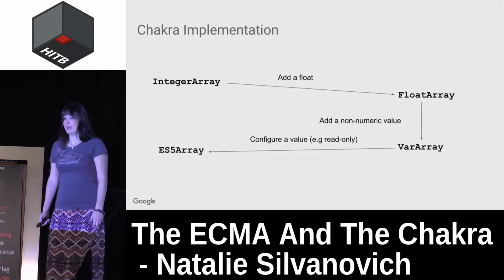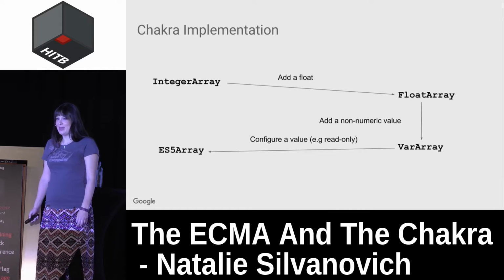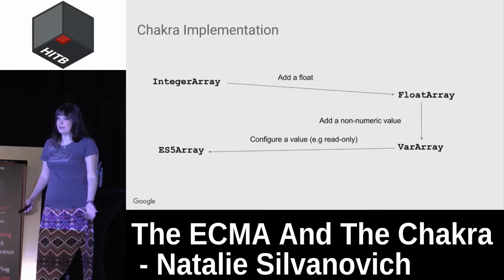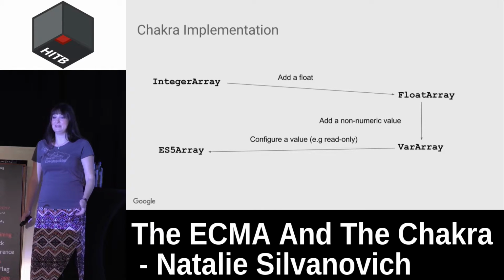So here's how it works in Chakra. You start off with the simple array, which is an integer array. And then as soon as you add a float to it, it becomes a float array. And this is twice as big, because floats are twice as big as ints. And these are still in contiguous memory. And then let's say you add an object to it or a string to it. Then it becomes a var array. And that's the same size as a double array, except it's an array of pointers. And then the pointers are to each element. Even if it's an integer, it's now a pointer to an integer. And that allows this array to now have objects in it.